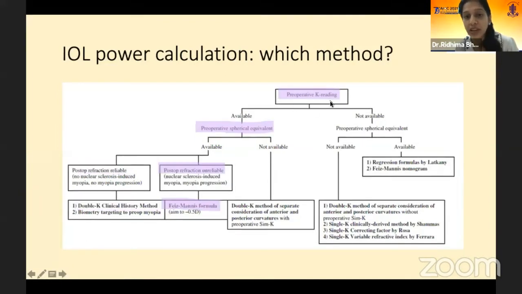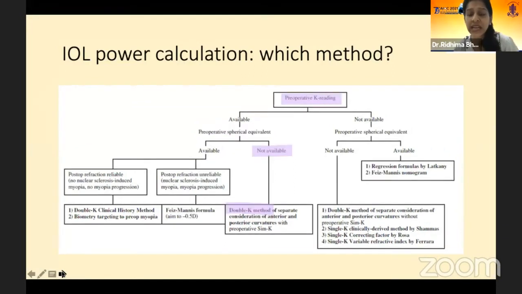Whereas if you do not have a reliable post-laser refraction, but the pre-laser K as well as refraction were available, there is a Feiz-Mannis formula that uses only the preoperative K along with the axial length to give you the IOL power. If the pre-op K was not available, you can use the double K method. The pre-op K was available, the refraction is not available. You can use the double K method for sure.